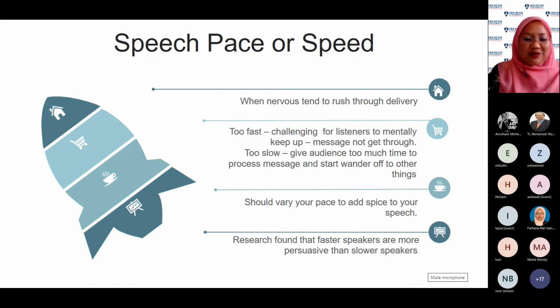Okay, so that is why when you do your presentation, as you do your practice, whether you practice alone or practice with your friends, you need to time yourself. If the presentation is supposed to be for, let's say, 2 hours, make sure you pace it so that it will cover that 2 hours.